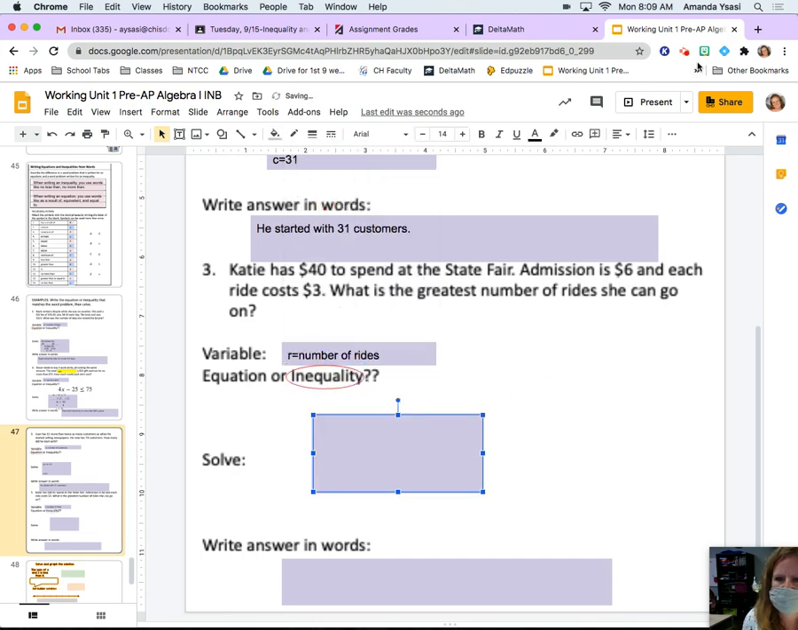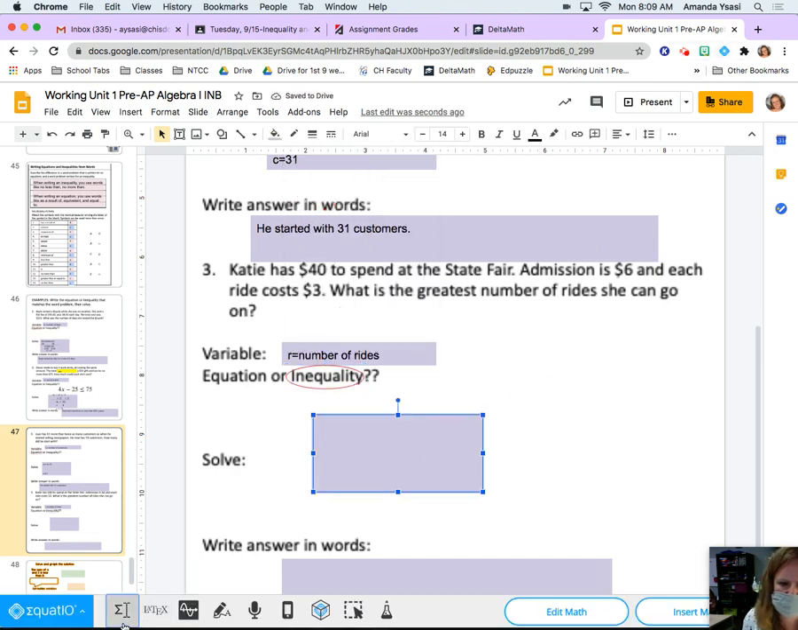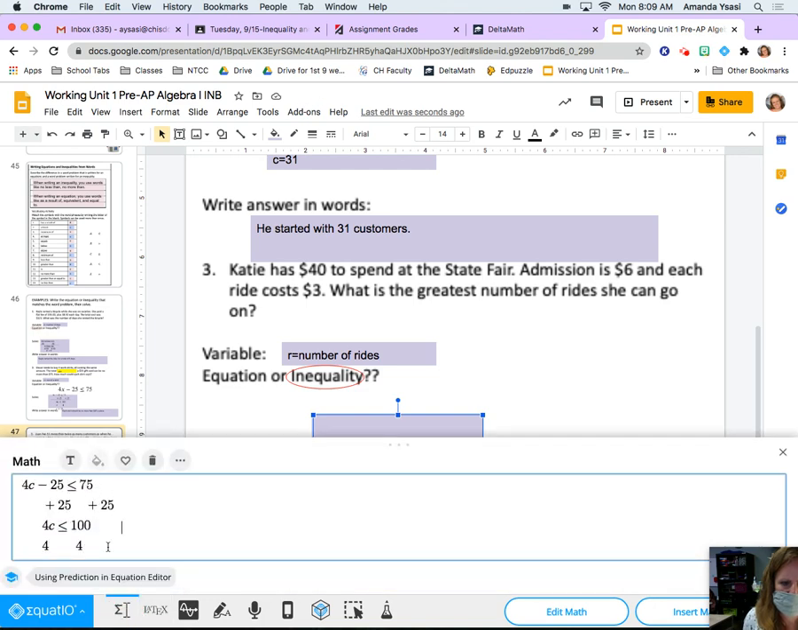Okay, so now we need to write the inequality. R stands for number of rides. It says State Fair. She has $6 admission, and each ride is $3. So it should be 3 times R plus the $6 admission. We want to find the greatest number of rides where she can only spend the $40.